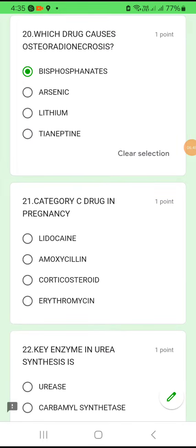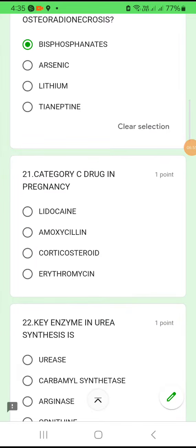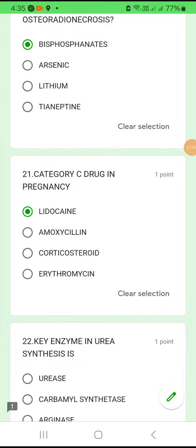Question number 21. Category C drug. So category A, B, C, the category C drug in pregnancy. Okay, so in pregnancy, anesthetics come under category C. So lidocaine is the answer. Among amoxicillin, corticosteroid, erythromycin and lidocaine, the category C drug in pregnancy is lidocaine.